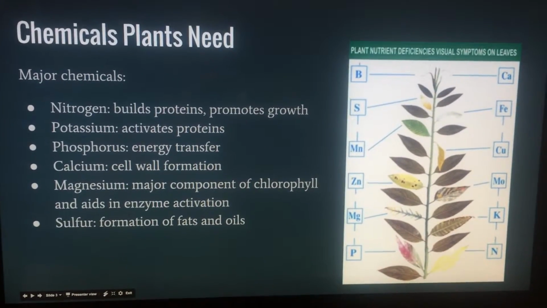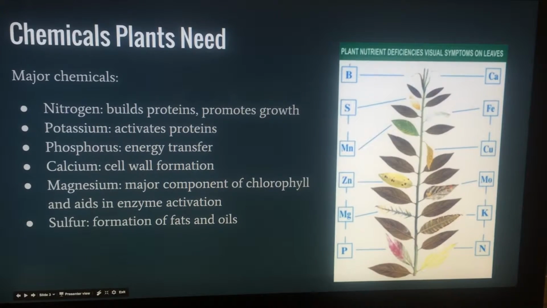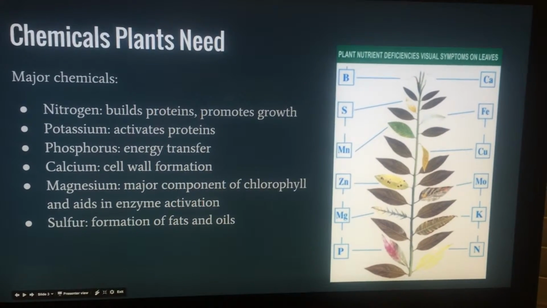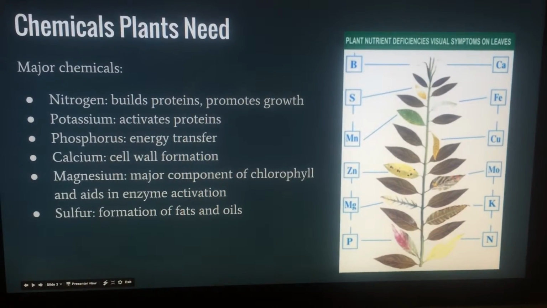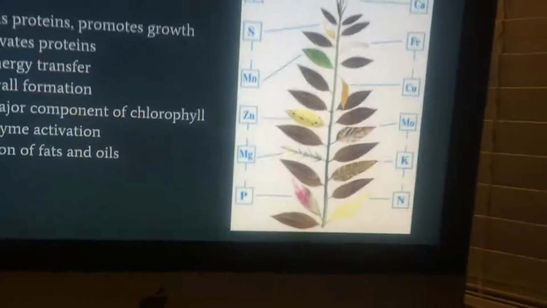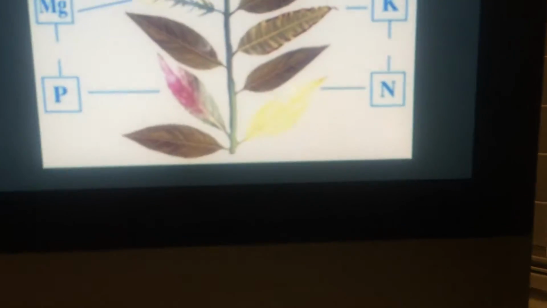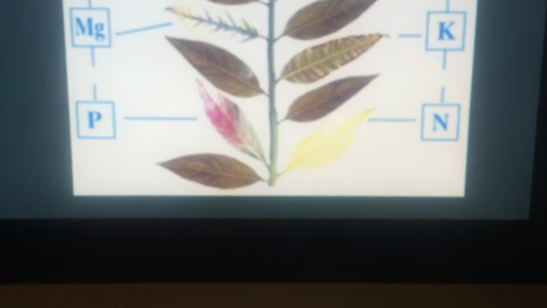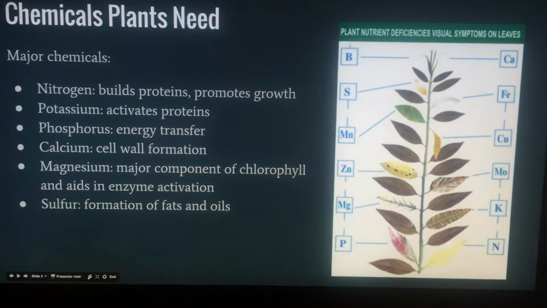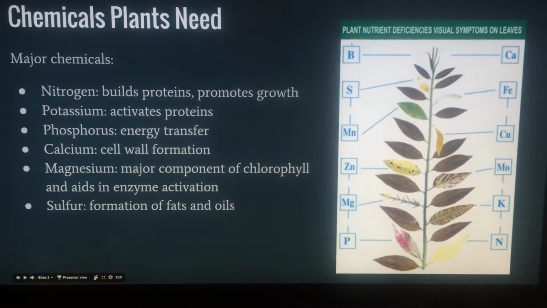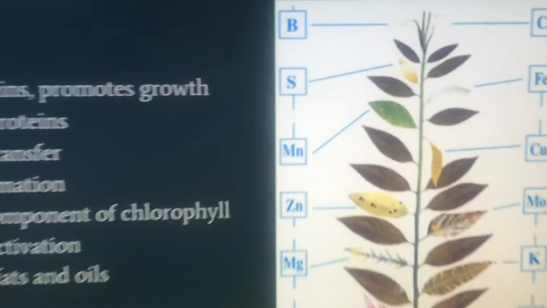Alright, so chemicals needed for plant growth. Nitrogen builds proteins and promotes growth inside of plants. And as you see right here, this plant is yellow, and that is because nitrogen has not built up the proteins to turn it green like it is there.